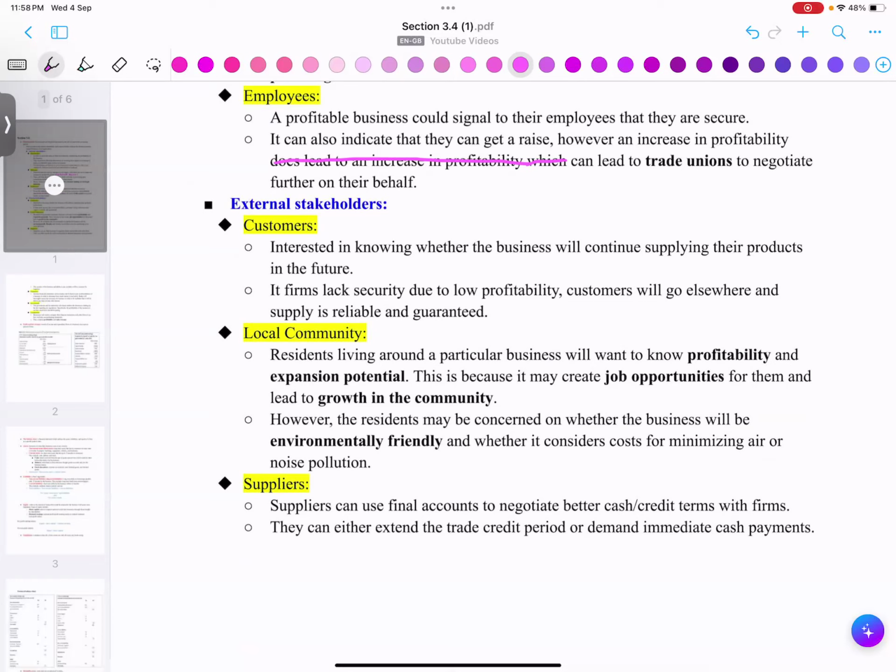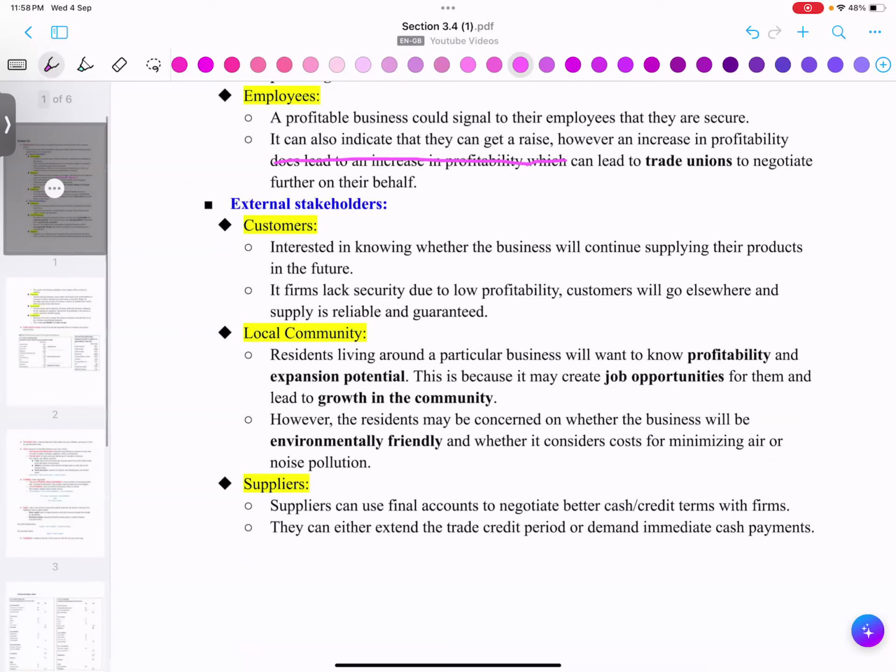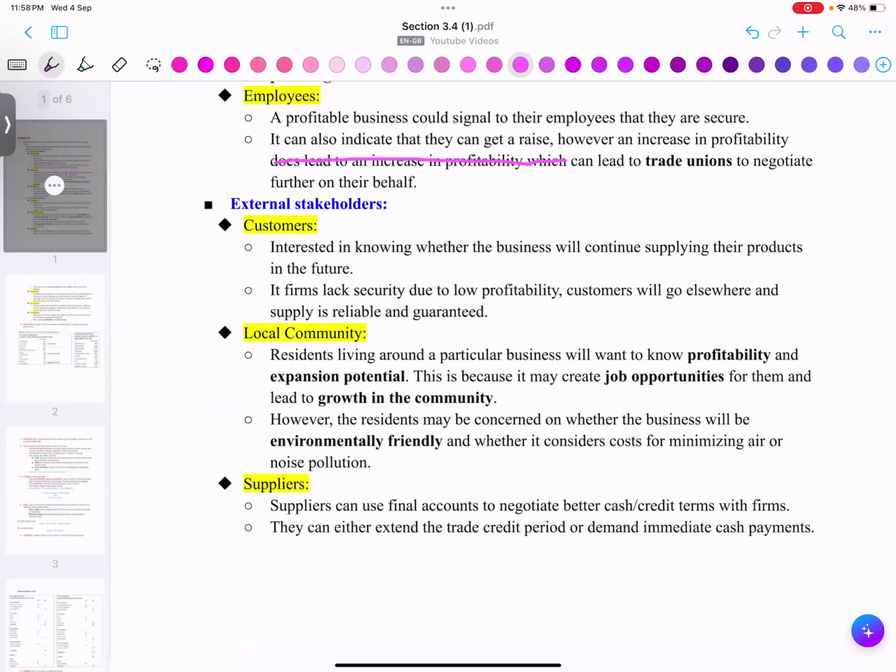External stakeholders. So these are external to the business. So we have customers. The customers are interested in knowing whether the business will continue supplying their products in the future. Okay, so they need to see whether they're going to continue getting supply, right? Then, if firms lack security due to low profitability, customers will go elsewhere where supply is reliable and guaranteed.